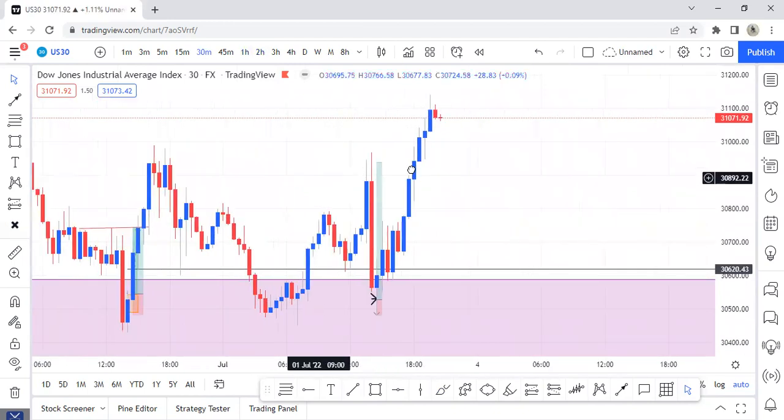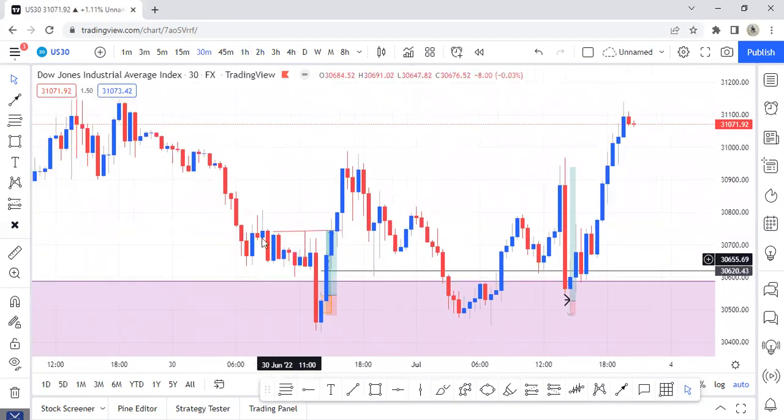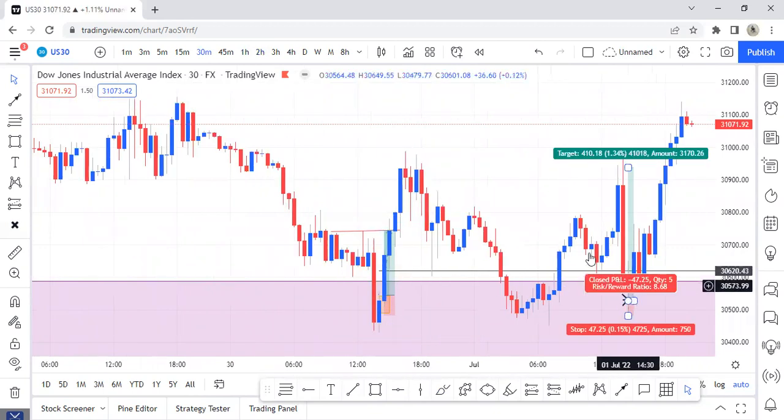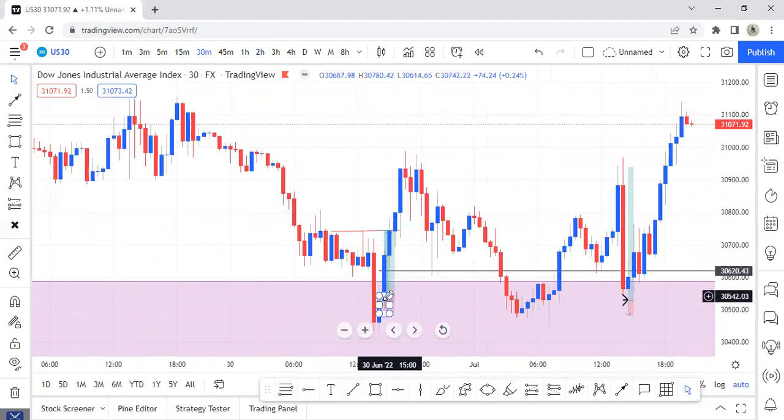So if you come to the 30 minutes time frame, look at this region here. My interest is this particular trade, not this. But if I have the chance or time, I'll still explain how I got this trade. So now look at something.